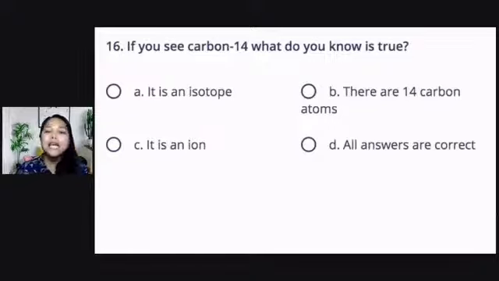Okay, if you see carbon-14, or carbon 14, what do you know is true? The correct choice here is letter A. It is an isotope. Isotope po yung carbon-14. The 14 there actually stands for its atomic mass. Okay, so atomic mass niya yan, no? Yung mass niya, average or your atomic mass ng inyong carbon. So that means it is an isotope. Let's take a look at your next slide.